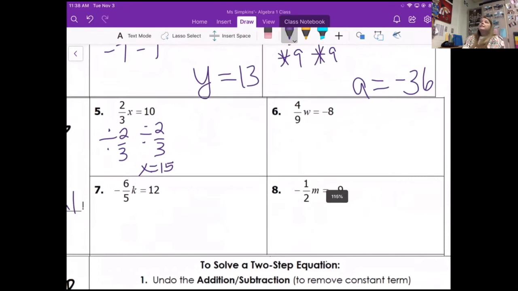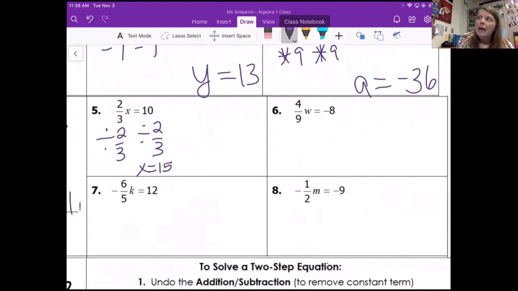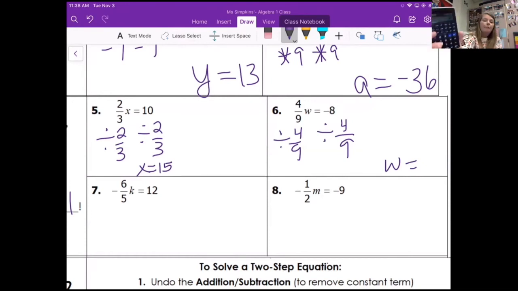Okay, so on number 6, right now, W is being multiplied by 4/9. So we want to do the opposite. The opposite of multiplying by 4/9 would be dividing by 4/9. So again, please feel free to use your calculator. Now, if you have these, be careful to type a negative. You have to type the number first. Then the negative button is right under the fraction button. So I'll say that again. To type a negative, you have to hit the number first, and then the negative button that's right under the fraction button will give you -8.